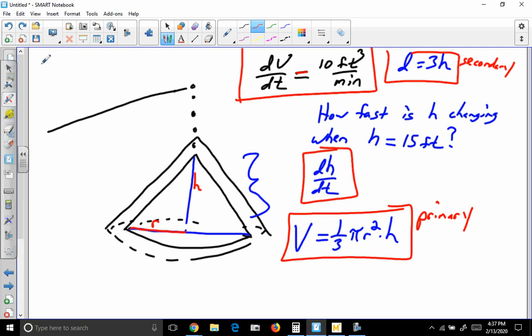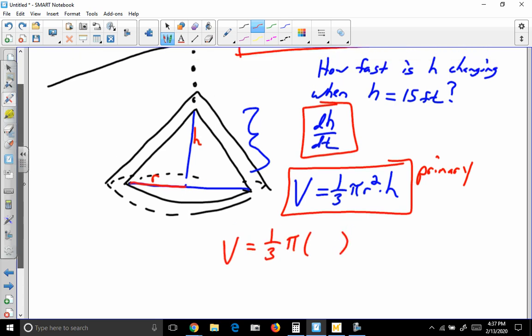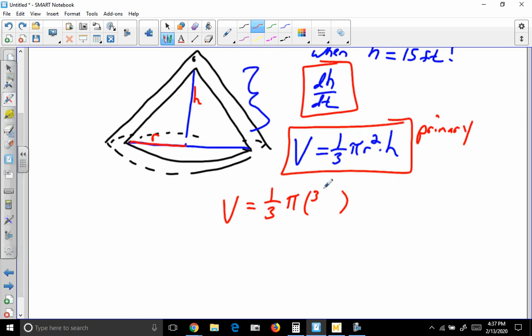So d equals 3h; remember that diameter is twice the radius. If we divide by 2, the radius is 3h over 2, or 3/2 the height. So we can replace r in our formula. V equals 1/3 pi times 3h over 2, that squared, and then times h.